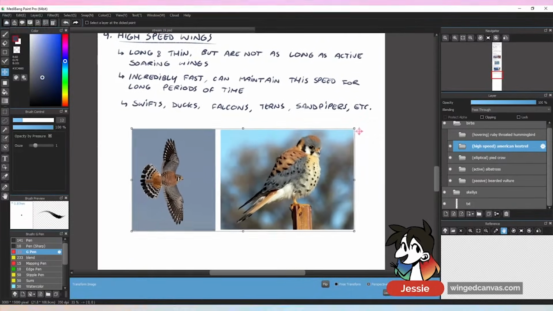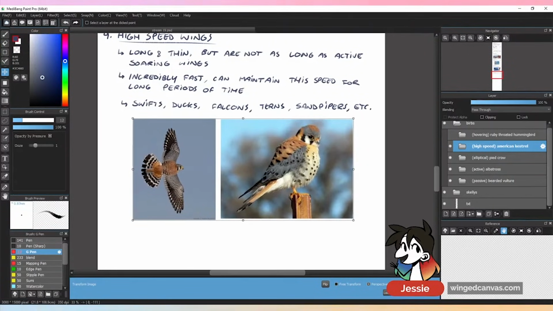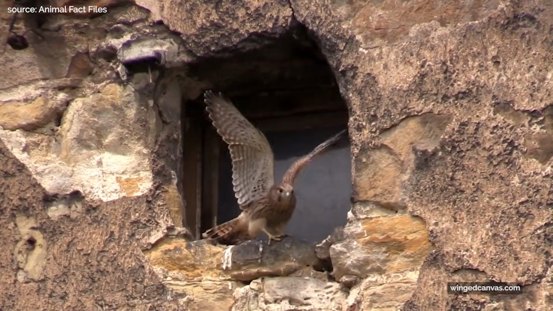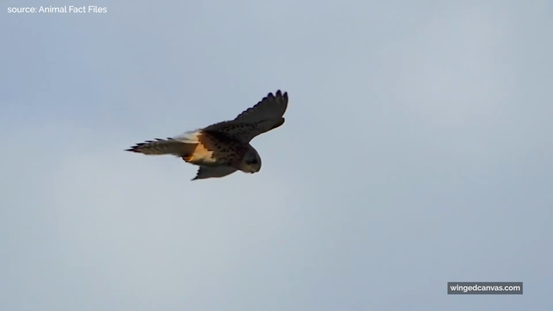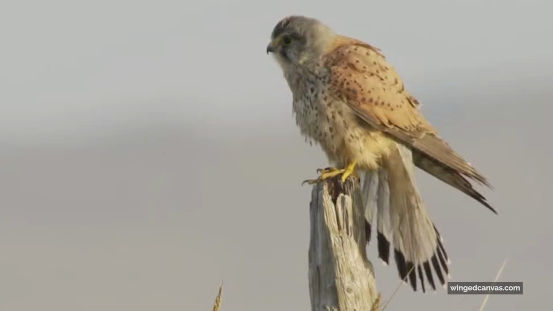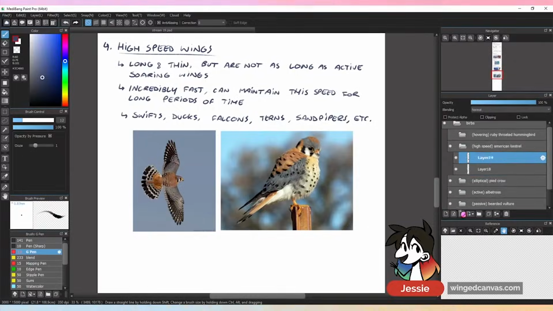Really, really cute. Think of a chibi falcon. That's what the kestrel is. It's very small and very fluffy. The kestrel is one of the fastest birds. I think it is a cousin of the falcon. But again, these high-speed wings are quite long compared to the stubby nature of the elliptical wings. These wings are long and thin to help with speed, but they aren't as intense as active soaring wings, where they don't need to rely on wind currents quite as much for their wings.